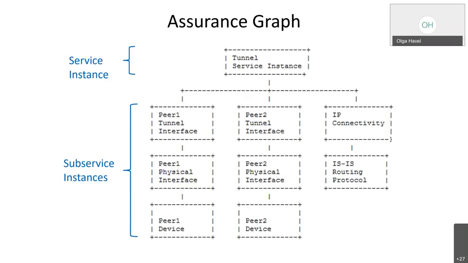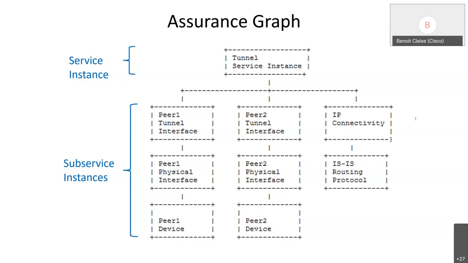So if I take the simplest service you could have, like a tunnel, we take a tunnel instance. And then if we look at the dependency tree, the assurance graph, for the tunnel to be healthy, we want to have on the left-hand side the tunnel interface peer one being healthy, as well as peer two being the destination. And those two rely on the health of the physical interface, and then they rely on the health of the device.